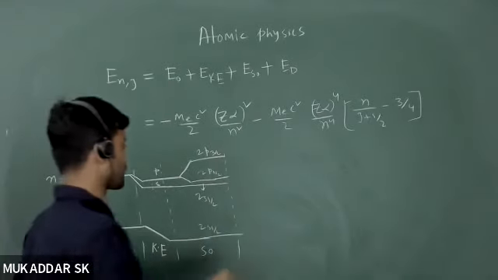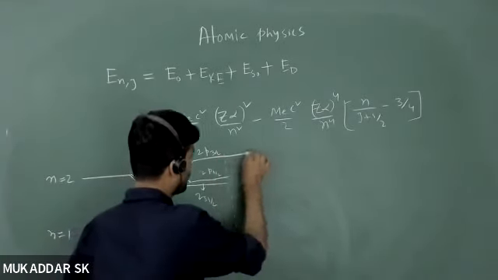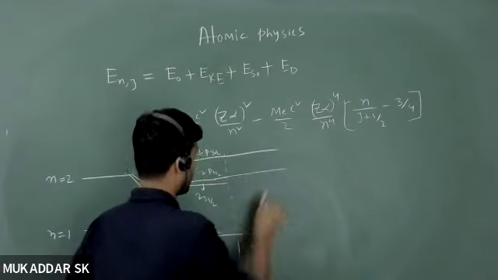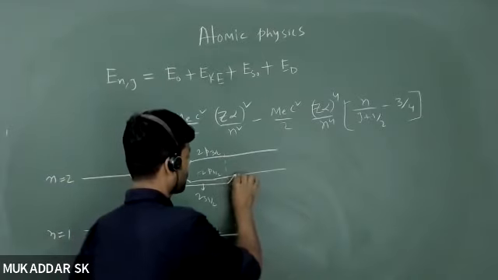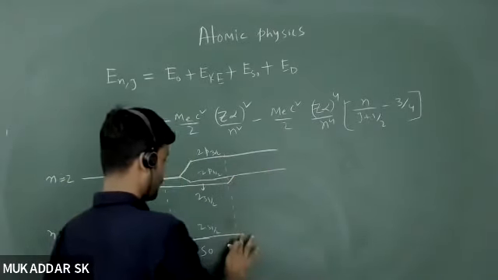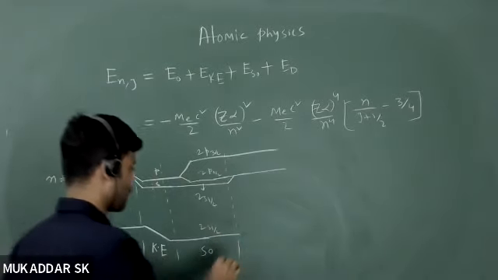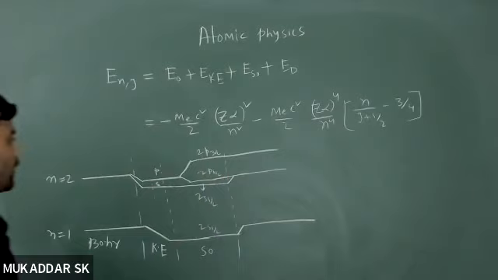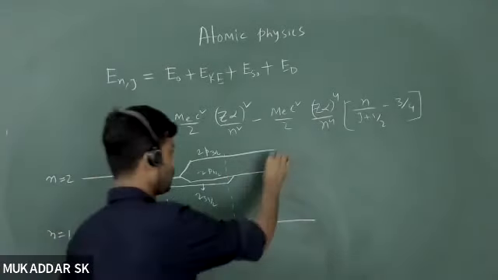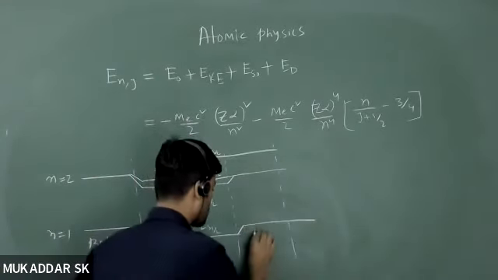So after the Darwin correction, what will happen? There will be no change in the P orbital energy. It will be like this. But after the Darwin correction, this 2S 1/2 will be merged with 2P 1/2. And that lower level 2S 1/2 will have an upward shift. So at the end, what you will get? This is due to your Darwin correction.